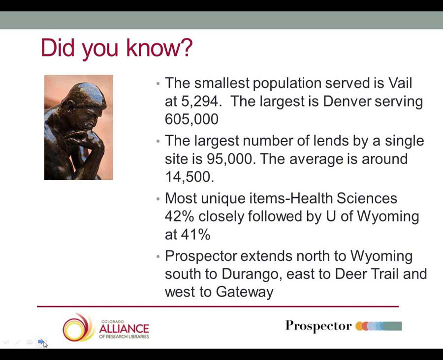The library with the most unique items is the Health Sciences Library, which is about 42% of things held, I think, solely by them, and then closely followed by Wyoming at 41% with unique items. And then, as I mentioned, we go all the way north into Wyoming, south to Durango, so we're very close to the New Mexico border. Deer Trail is to our east, and then Gateway is beyond Grand Junction to the west.